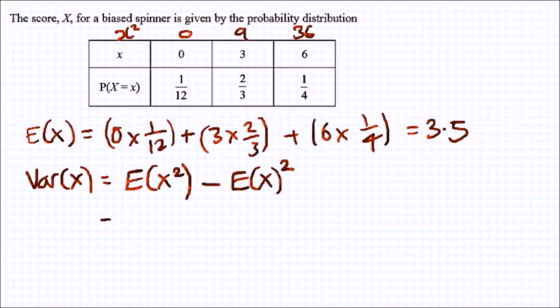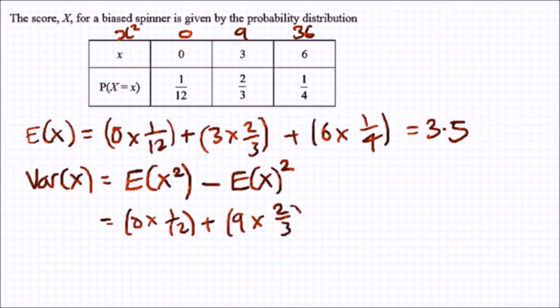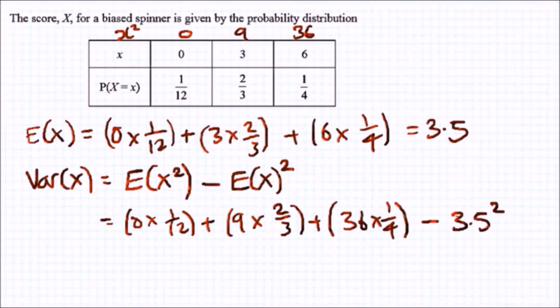Now all we do is repeat the process. So for E[X squared], we're going to have 0 times 1/12 plus 9 times 2/3 plus 36 times a quarter. And then once we evaluate this, we can just subtract it against the mean squared, which is 3.5 squared. Easy. And that's it, guys. That's literally all you do.